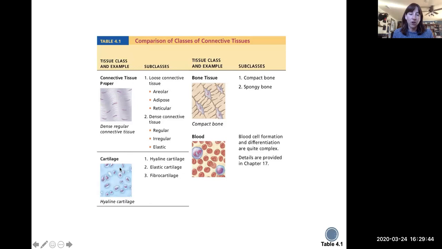For cartilage, we have 3 types that we'll talk about. We have 2 subclasses of bone tissue, which are not really a very big deal. The microscopic aspects, like bone cell stuff, is a little bit weird, but interesting. We'll get there. And then of course, blood tissue, which is not bad at all. I'm not going into any really weird detail on that. Okay, are we ready to start with connective tissue proper?